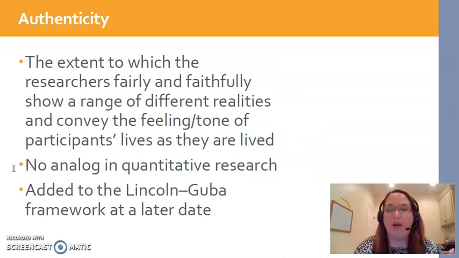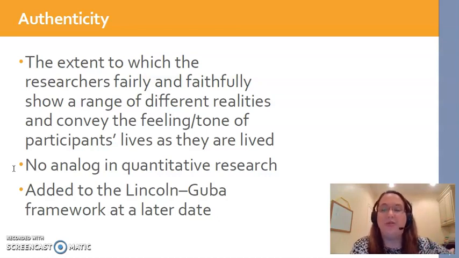The fifth and final part of Lincoln and Guba's trustworthiness framework is authenticity. And this really does not have a match in quantitative research. Basically, how well did the researchers actually convey the feelings and the tones and the emotions of the participants as they stated them in their interviews? The way they do this is by providing raw quotes, actual words that the participants said during their interviews. They include excerpts of those in their articles, and that lends to the authenticity.